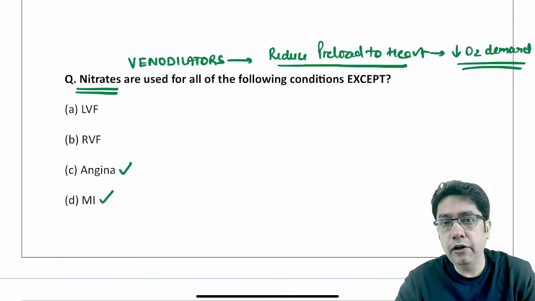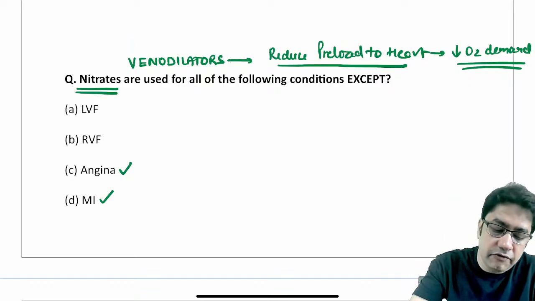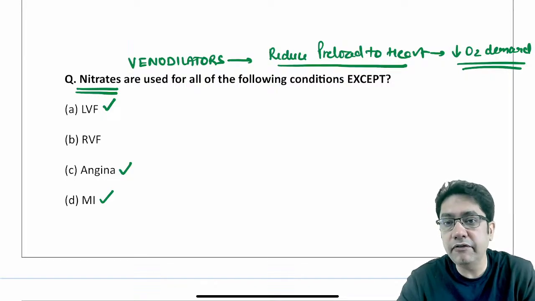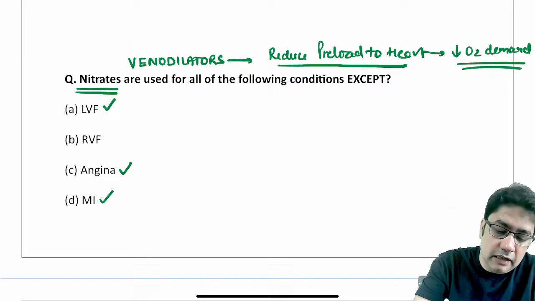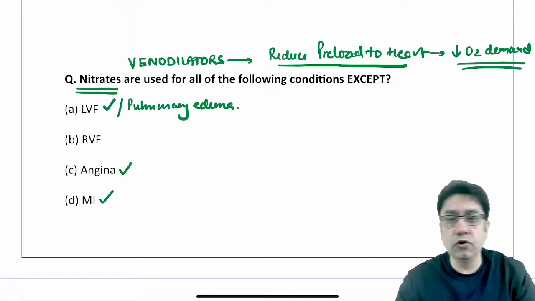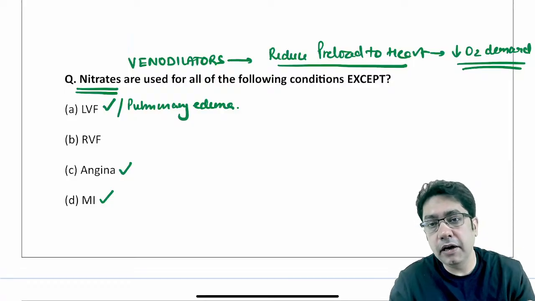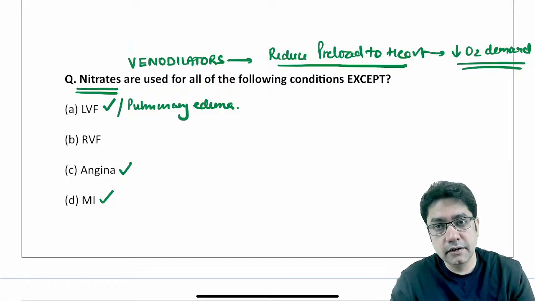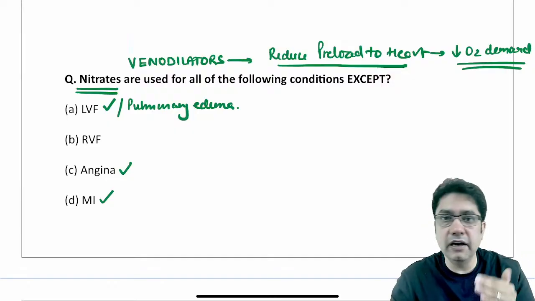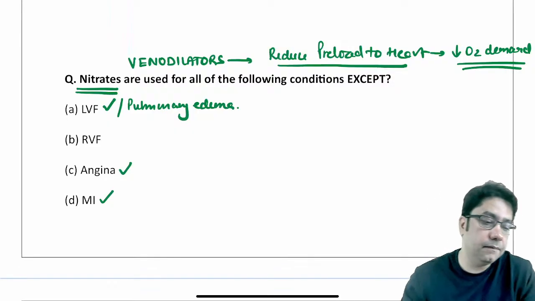Remember, we want to reduce preload in cases of left ventricular failure. We reduce preload in left ventricular failure because in left ventricular failure, the patient suffers from pulmonary edema. So to reduce pulmonary edema, or blood collection in the lungs, we have to reduce the blood supply to the right part of the heart. We have to reduce preload of the heart.